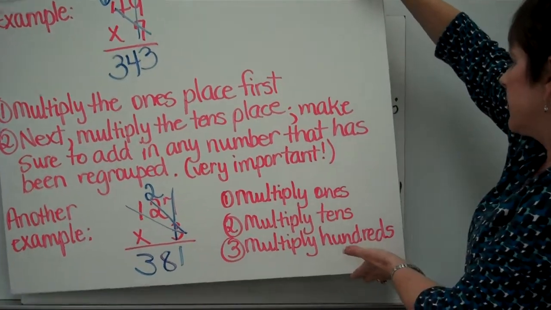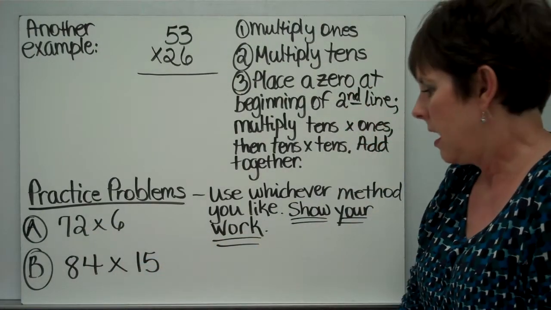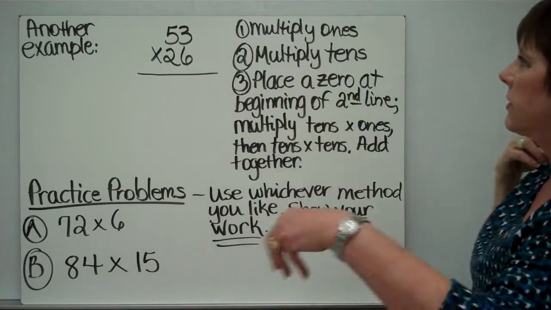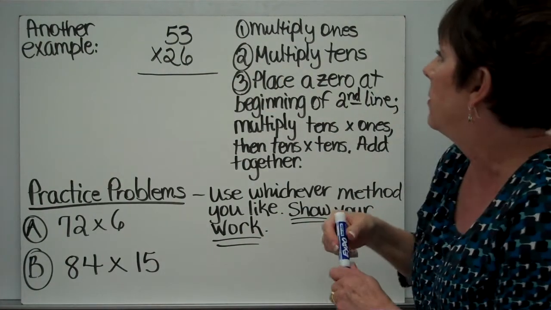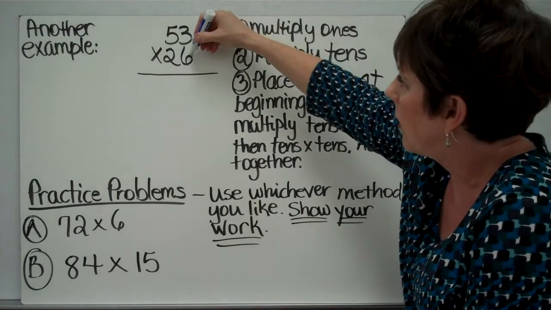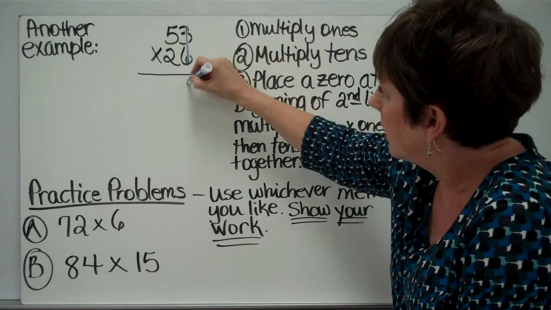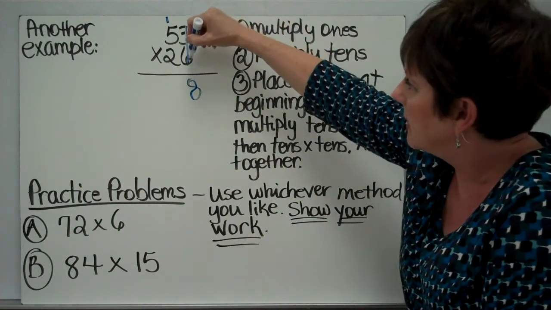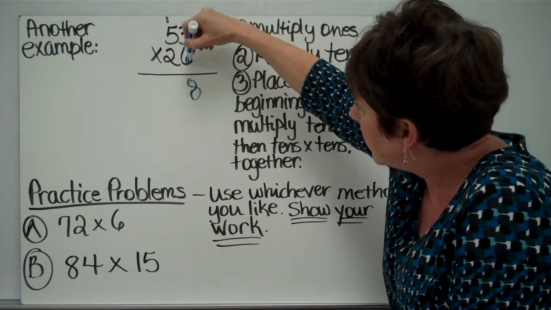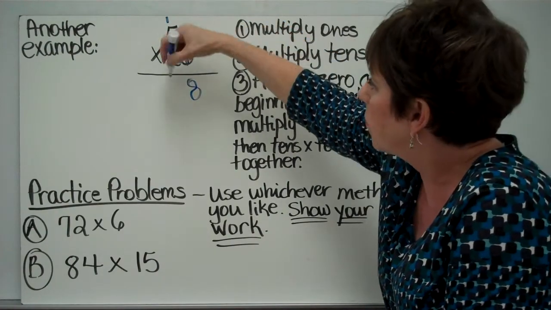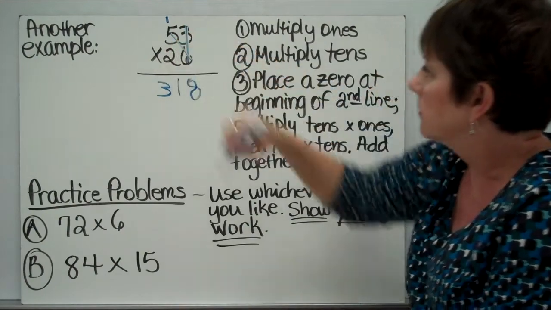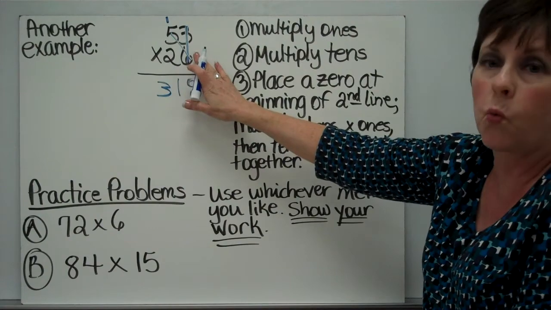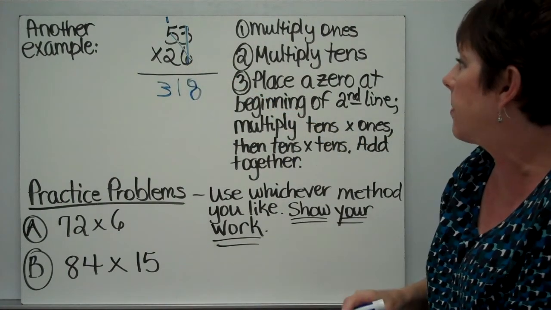Now, something a little harder. Let's say that you have a 2-digit by a 2-digit number. This can be really tricky. First thing you do is multiply your ones place. 6 times 3 is 18. Regroup your 1. Next, multiply the tens with this same number. 6 times 5 is 30, plus 1 is 31. All right? We've multiplied everything we can with this number, 6 in the ones place.